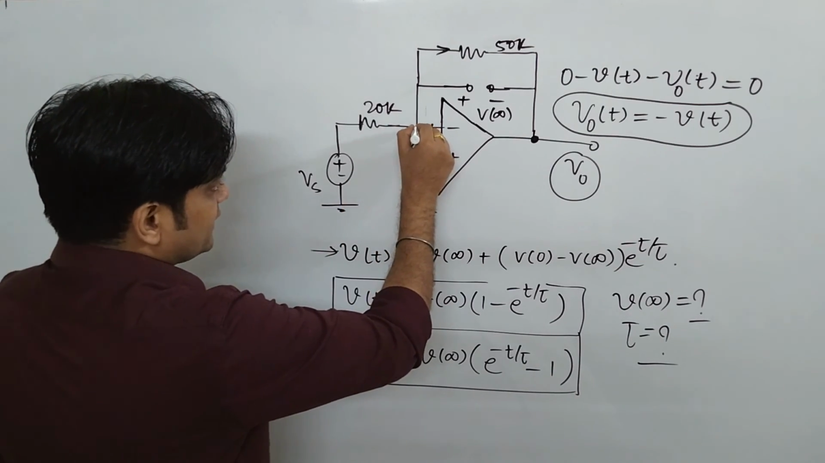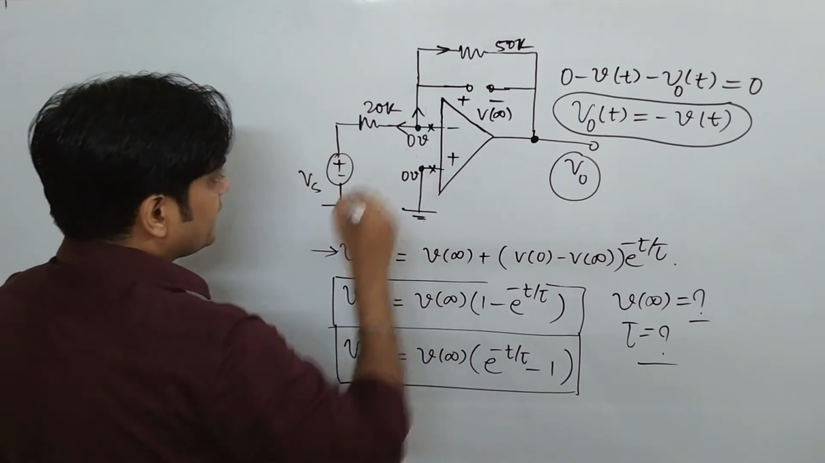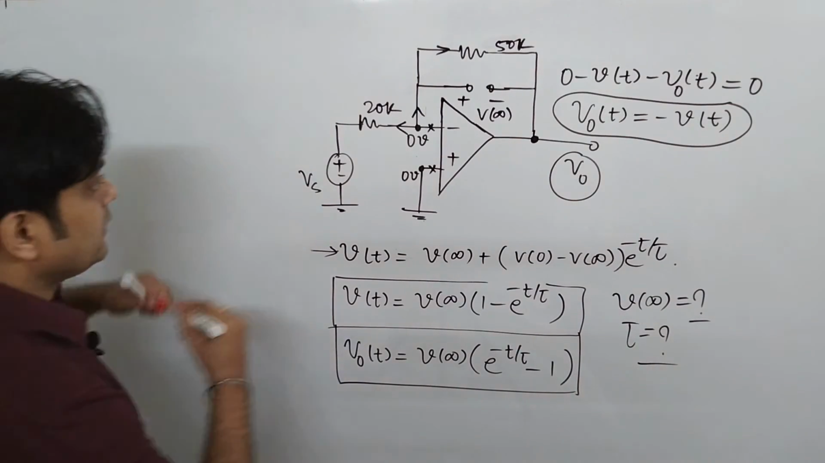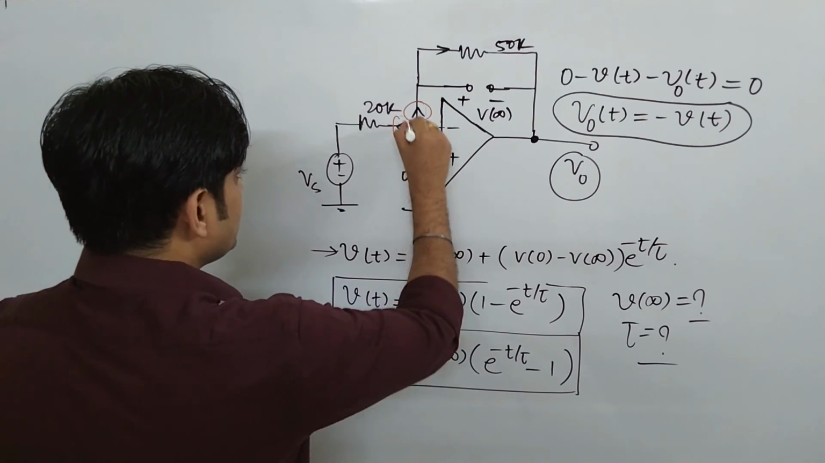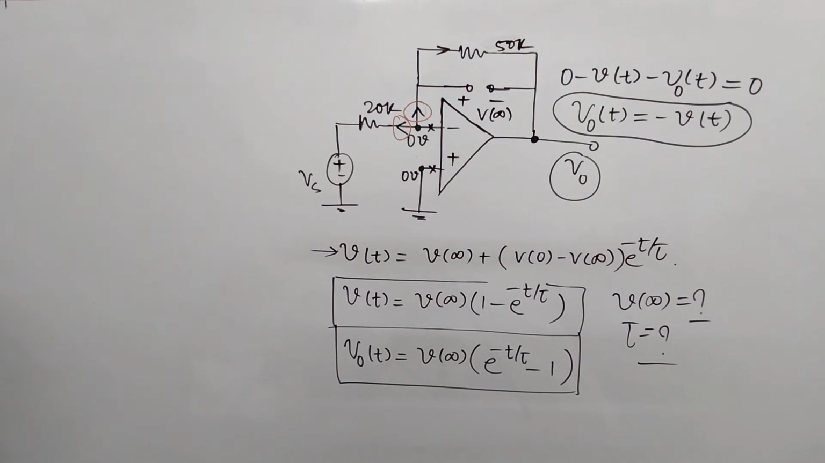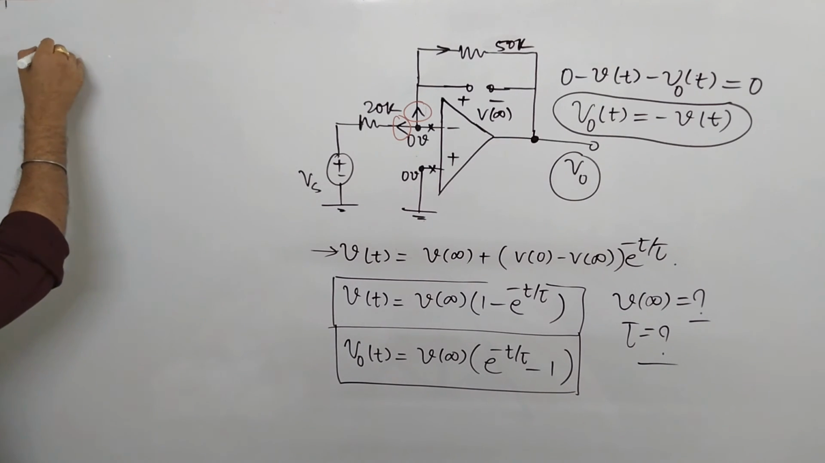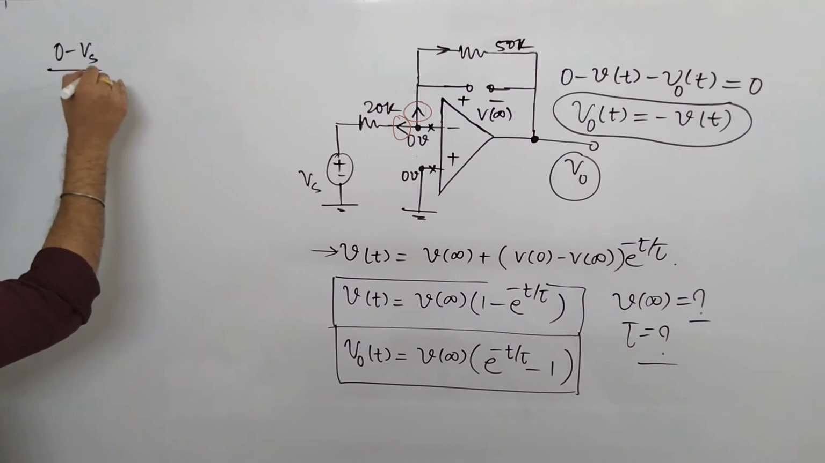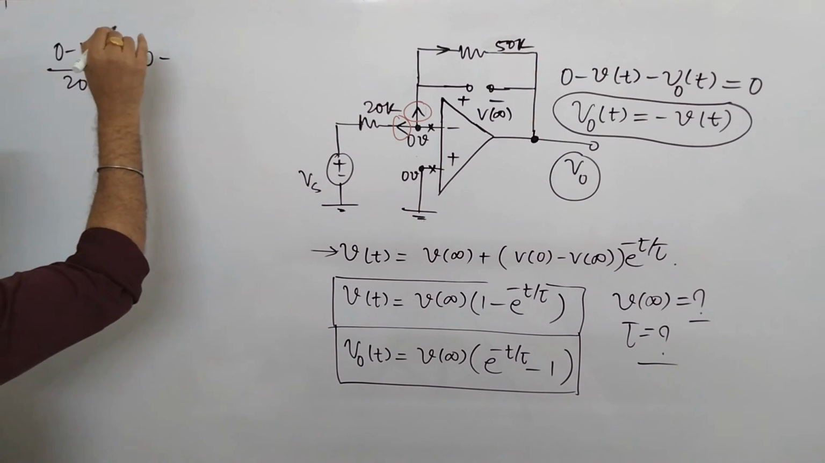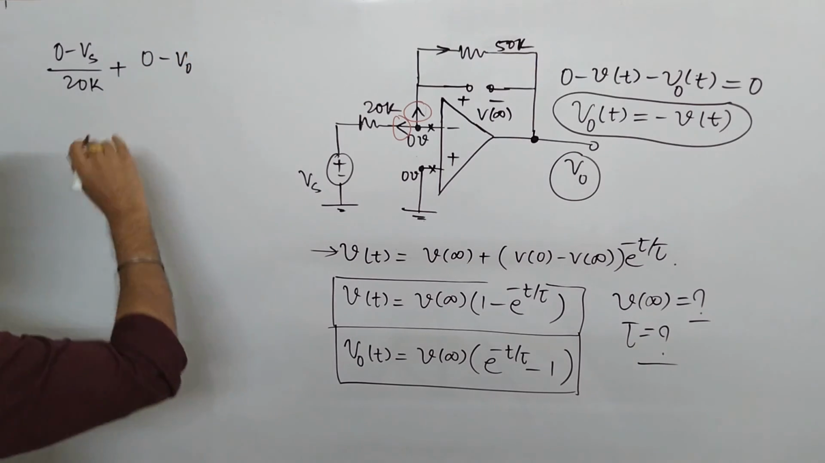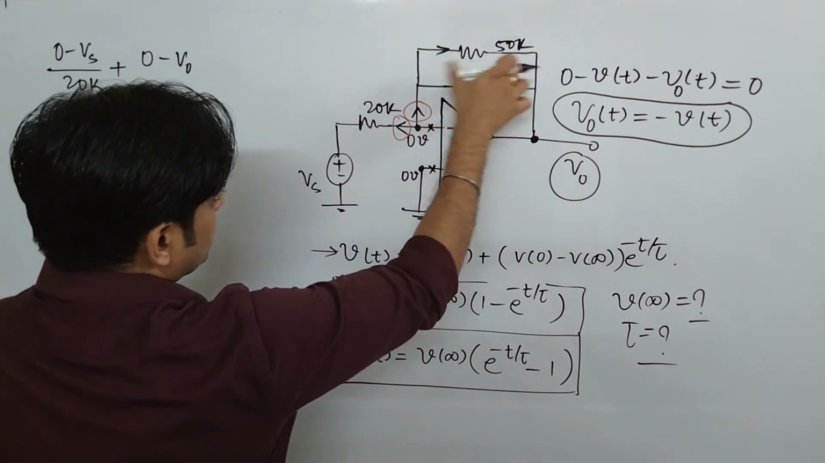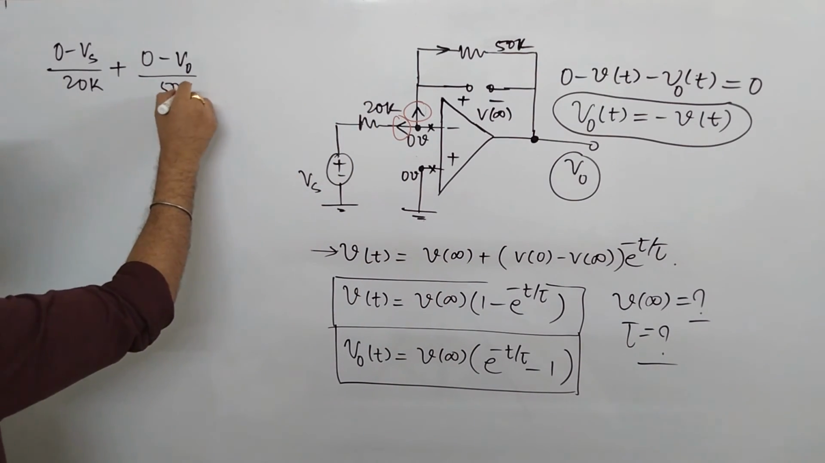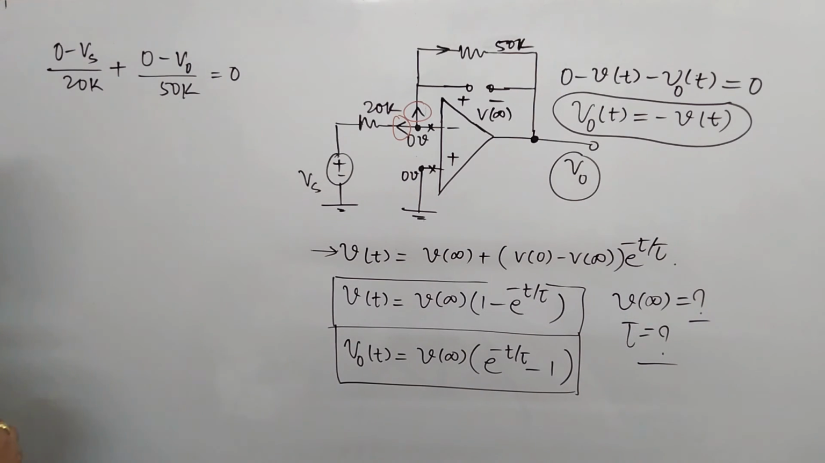If I consider this node, and let some current flow here and here, very simple. This is one current and this is one current which is flowing here. So can you apply KCL here? Yes, it is (0 minus Vs) upon 20K, plus (0 minus V naught) upon 50K, that is equal to 0. See, the voltage here is V naught.